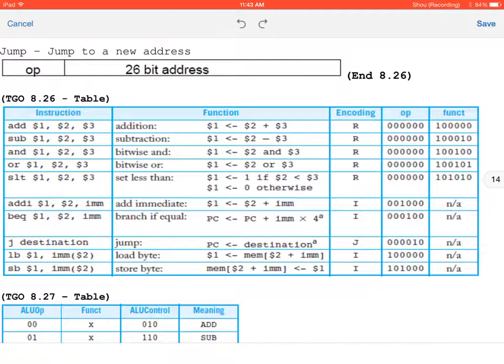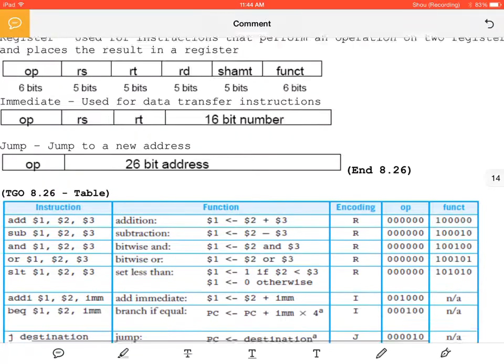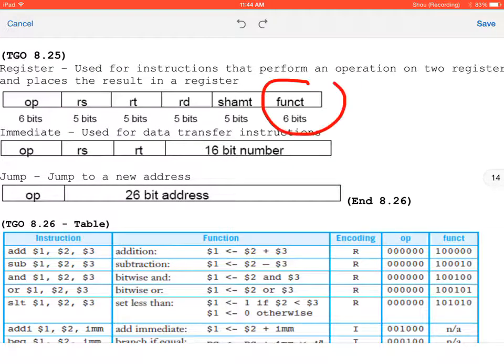Now, load word and store word. Word is 32 bits. So in this instruction, it's load byte and store byte because you are getting a byte or storing a byte to the data memory. So that's why it's LB and SB instead of LW and SW. And so this is the main J-type instruction. All the rest of these are I-type instructions, which means there's no function. The reason there's no function is because the 6 bits that would be a function for an R-type value are taken over by the 16-bit number.